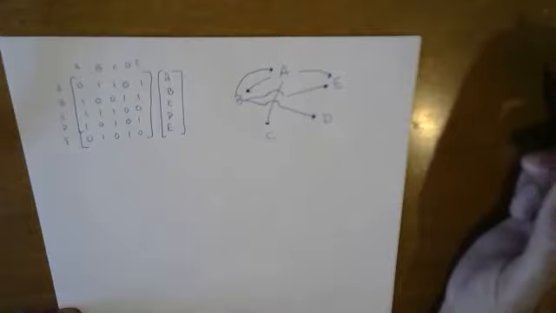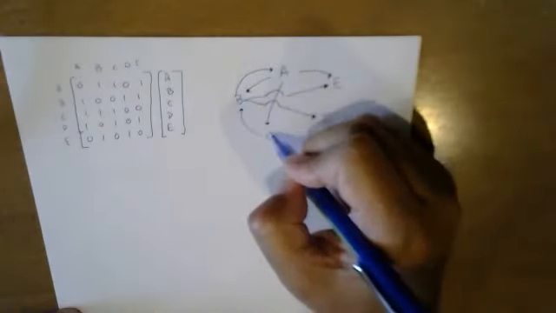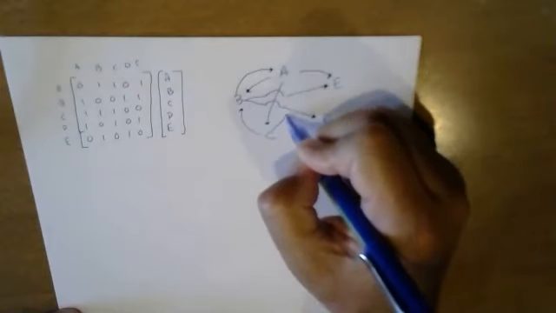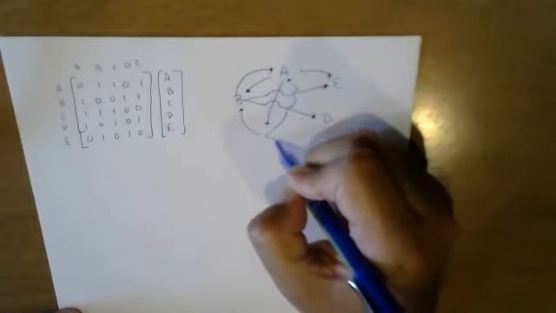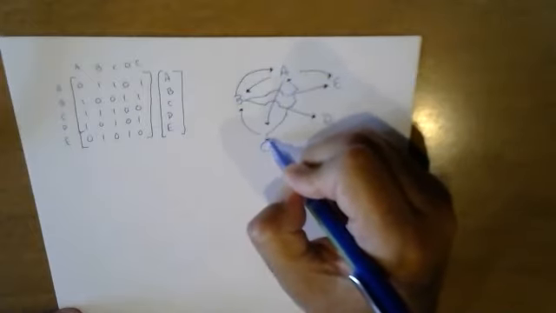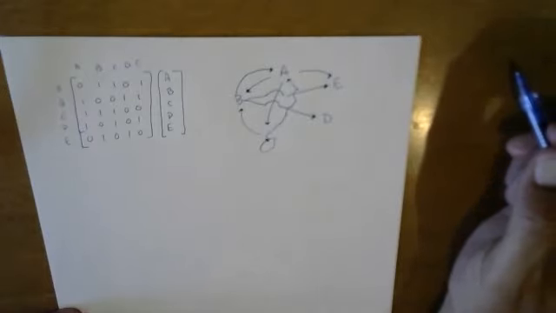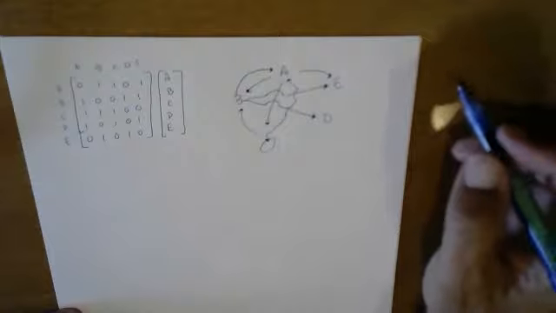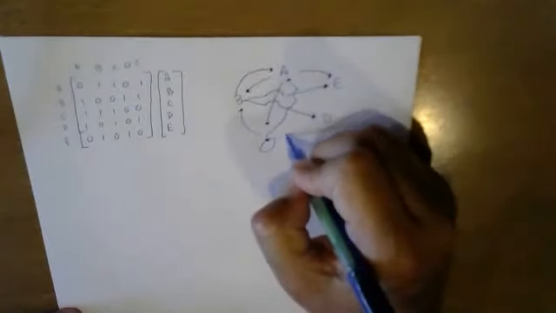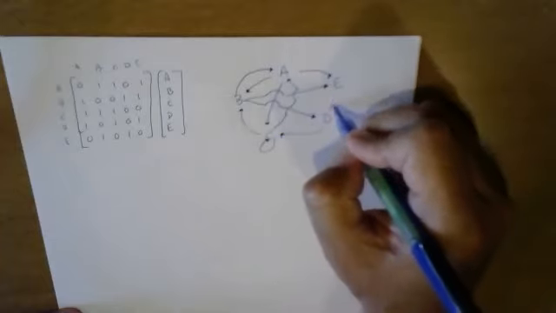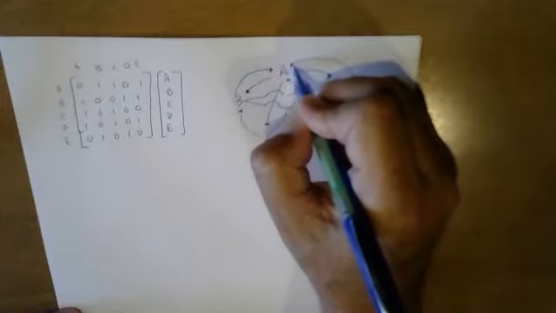C goes to A, B, and itself. Huh. C goes to, uh-oh. Do you like my little jumps that I'm putting in? D goes to A, C, and E. He's going to go all the way around there.